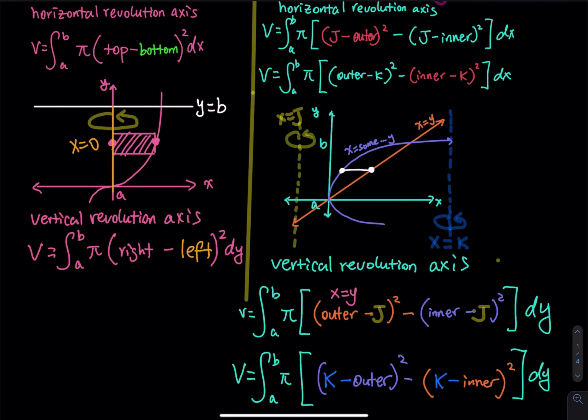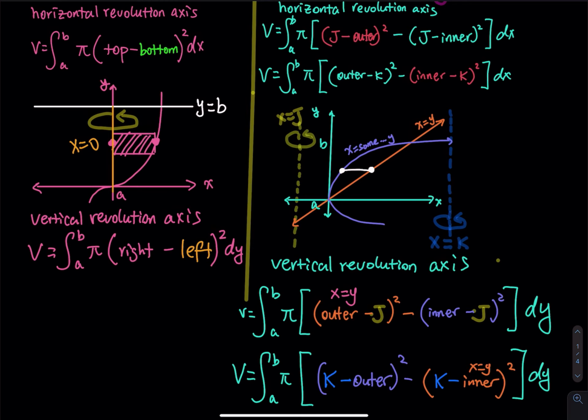So let me put that in orange. So this is x equals to y. Of course, you don't put the x in the integrand, you put the y in the integrand, because this is a dy integral. There is no x in the integrand. All right, so that is a quick review of the disk and the washers method.